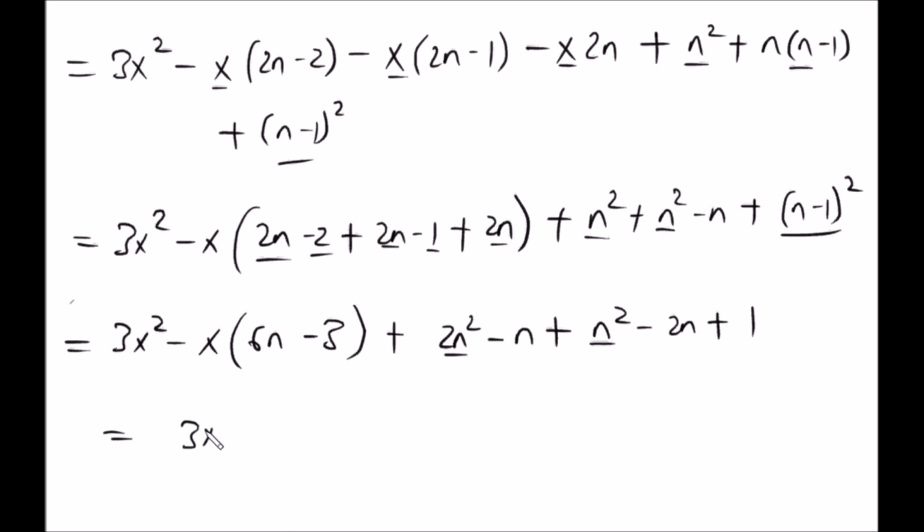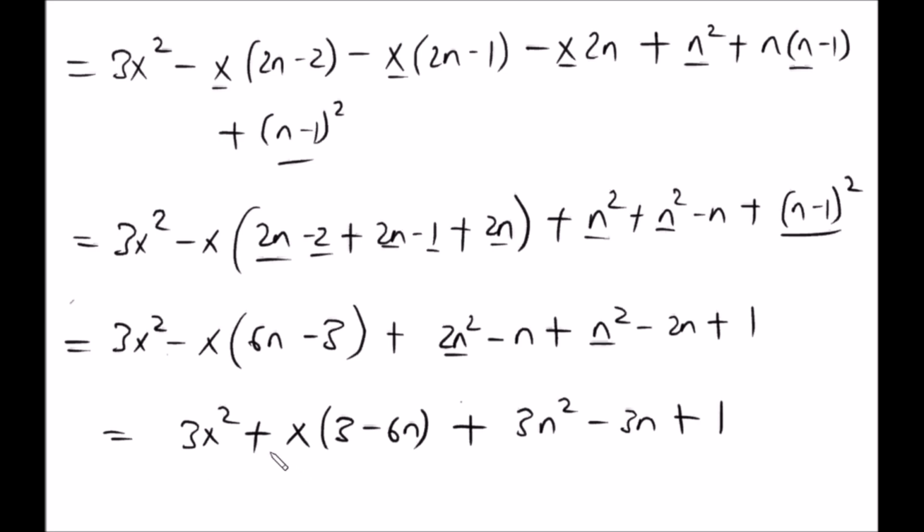So itakuwa ni 3x squared plus x. So ndani tunabaki na 3 minus 6n. So nimechange sign hapa na huku imekuwa 3 minus 6n. So plus 3n squared minus 3n plus 1. There. So sasa hivi sasa ndio imekaa kinini? Imekaa, you can see ni sasa nasema cn minus 2x squared plus cn minus 1x plus cn. Sasa hivi imekaa coefficient vile ninavyotaka.